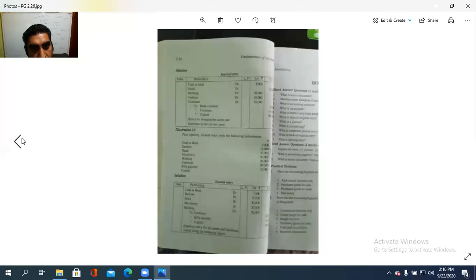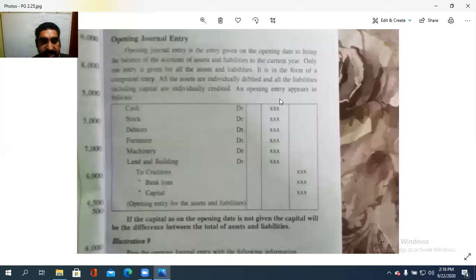Then the last portion is what? What is an opening journal entry? Before starting the business, we need to pass the assets and liabilities and capital, with assets equal to liabilities plus capital. That is the case of the opening journal entry. So the opening journal entry is the entry given on the opening date to bring the balances of the accounts of assets and liabilities to the current year. Only one entry is given for all the assets and liabilities. It is in the form of a compound journal entry.